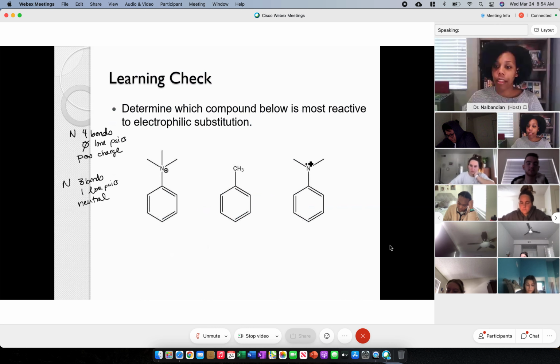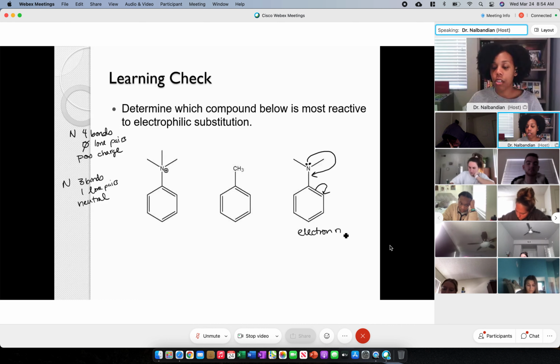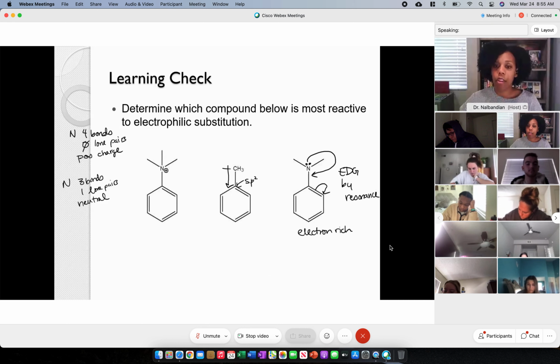And so what do we know about that? We know that that can donate electron density, making this ring electron rich. This is an electron donating group by resonance. This is an electron donating group just by polarity, just because an sp2 carbon is pulling away electron density from an sp3 carbon. So this is an electron donating group, but just by induction.